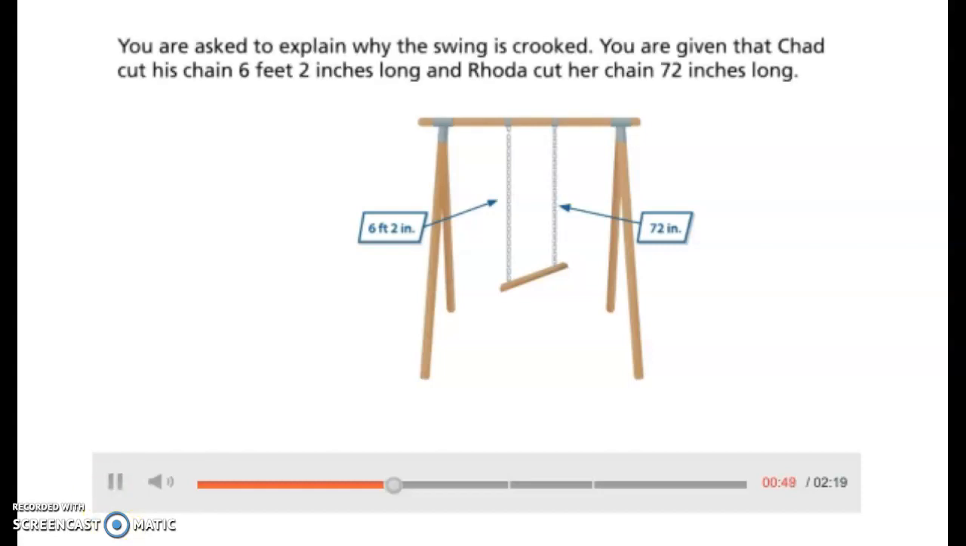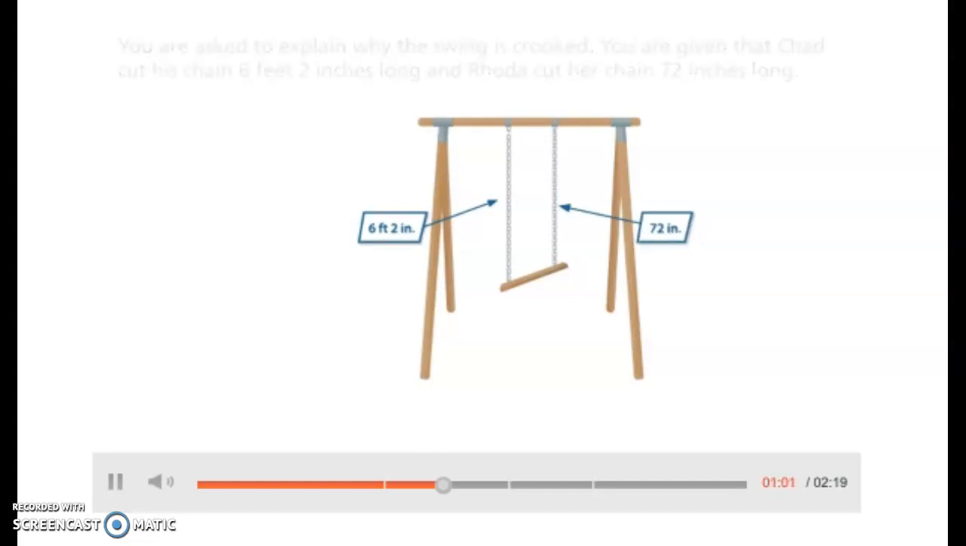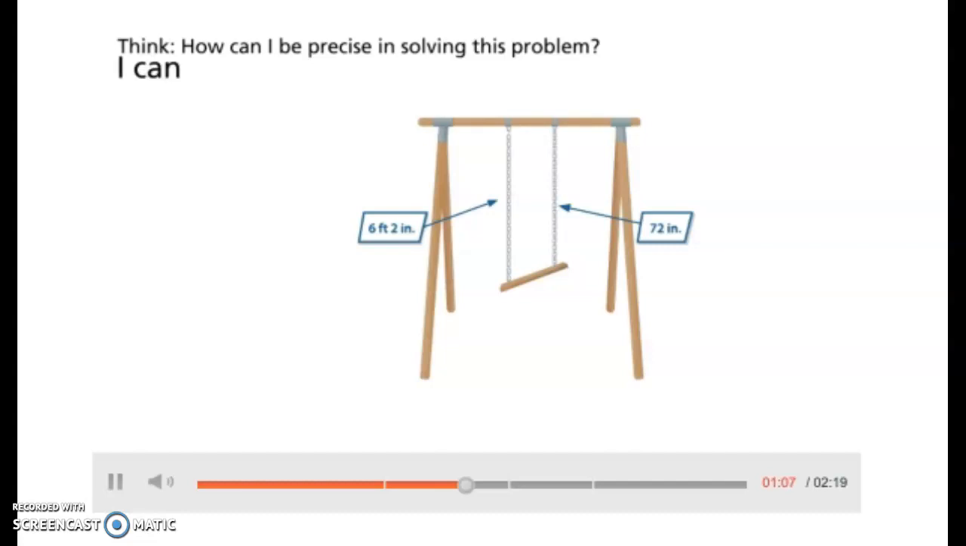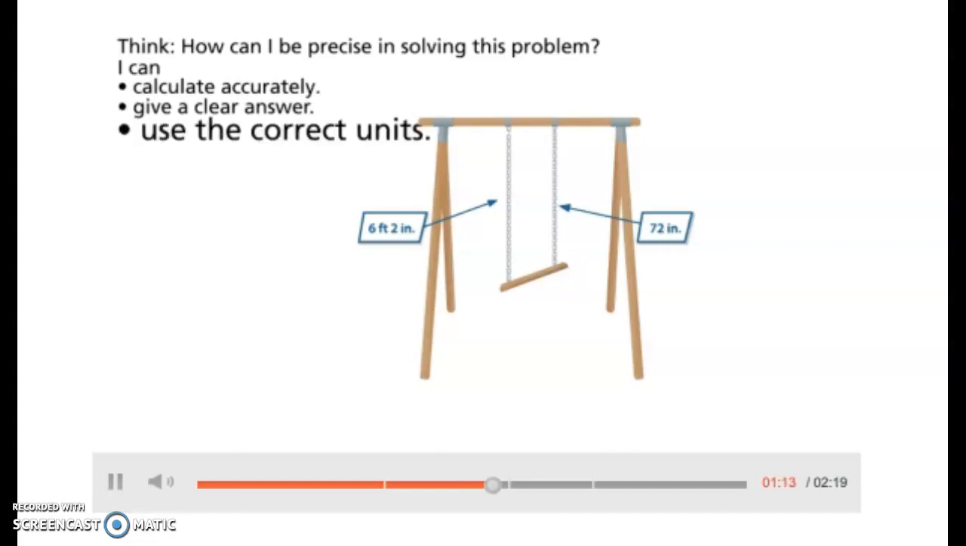You are asked to explain why the swing is crooked. You are given that Chad cut his chain 6 feet 2 inches long and Rhoda cut her chain 72 inches long. Think, how can I be precise in solving this problem? I can calculate accurately, give a clear answer, use the correct units.